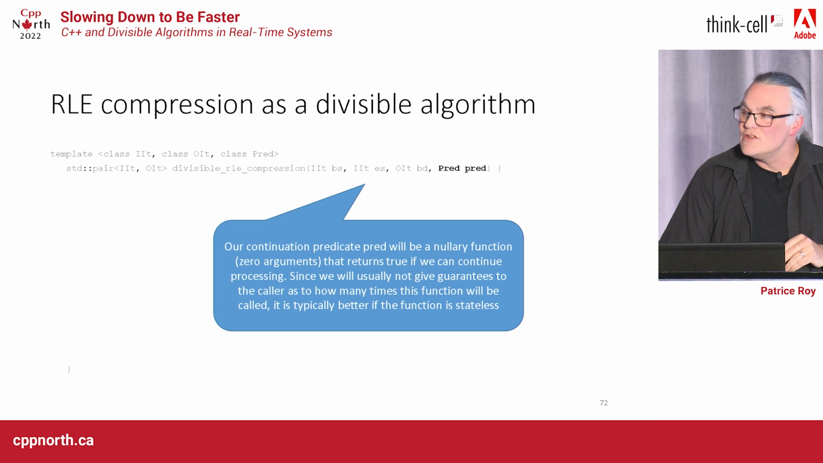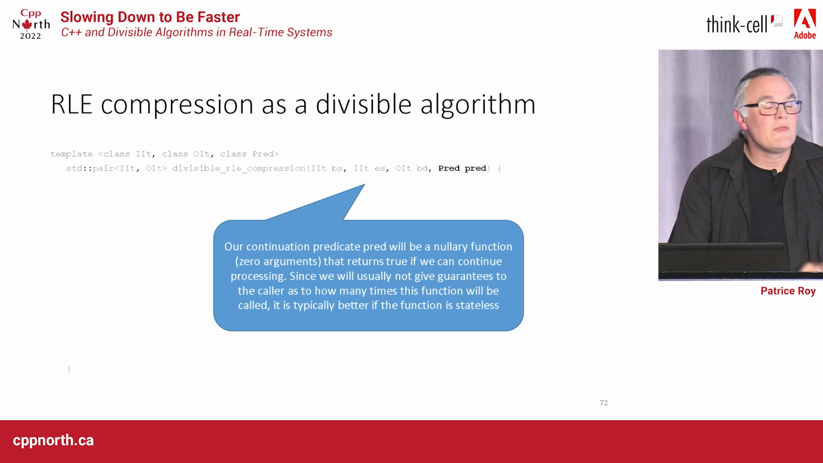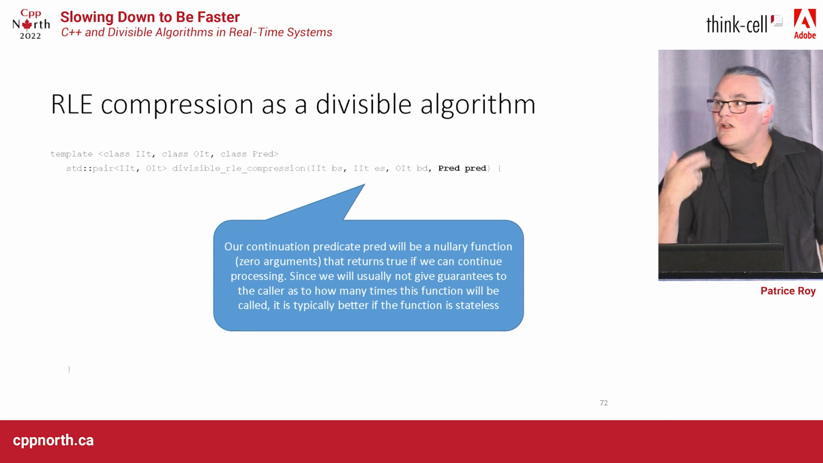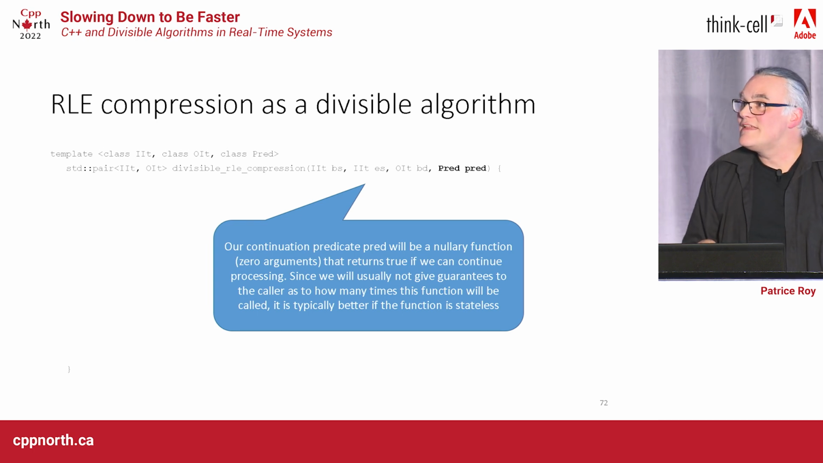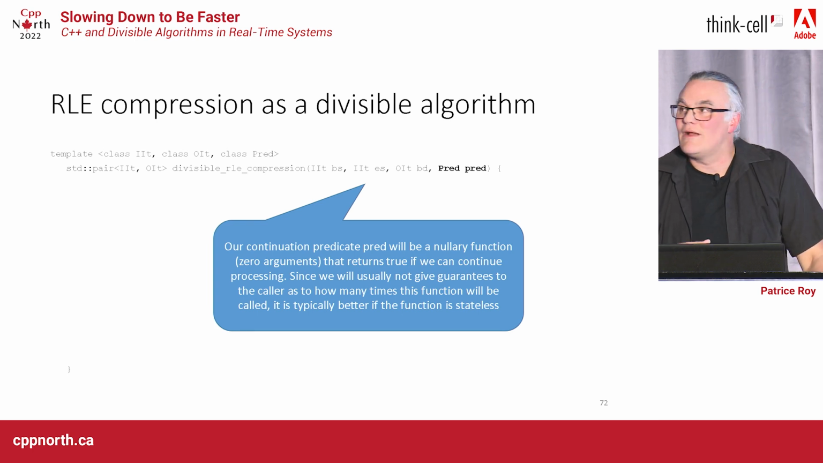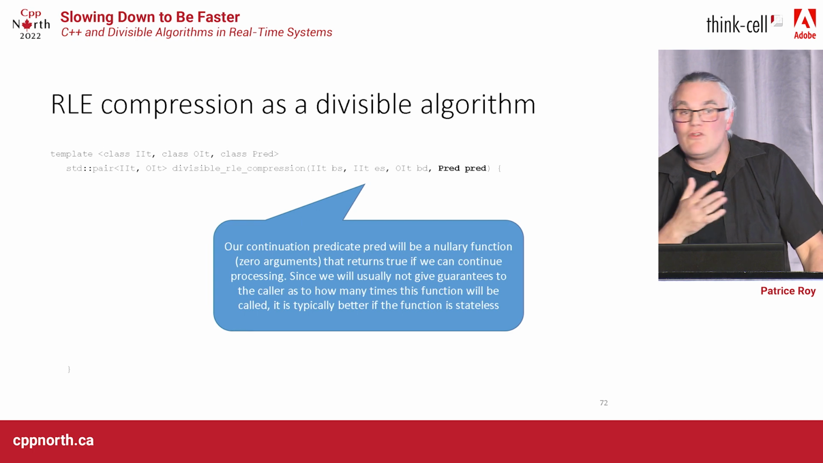And the predicate is the condition, something that I will call, and will return true or false. Now, the caller has no way of knowing when the callee will use that predicate. So ideally, it should be something that's not stateful, because if it is stateful and mutable, at the very least, the number of calls you make might influence the behavior of the algorithm.